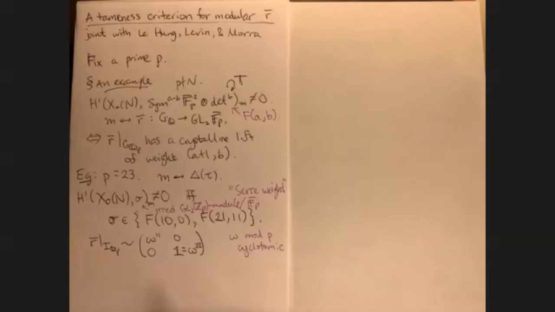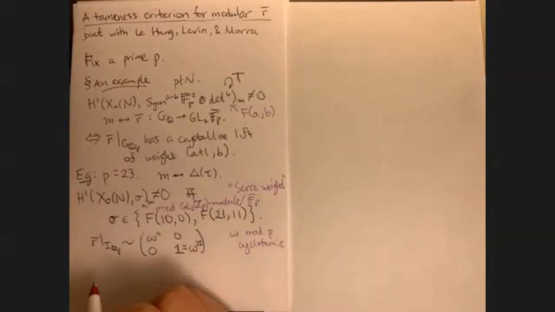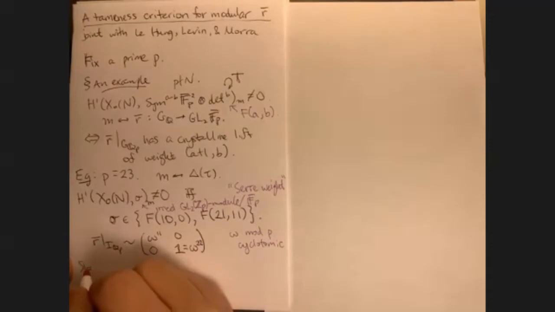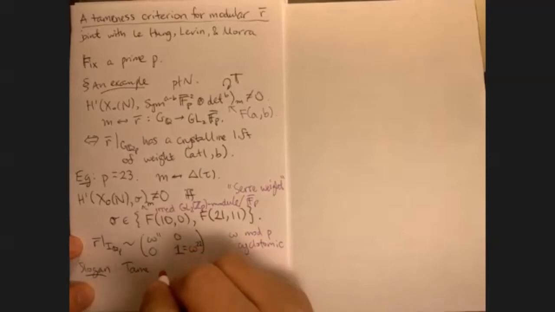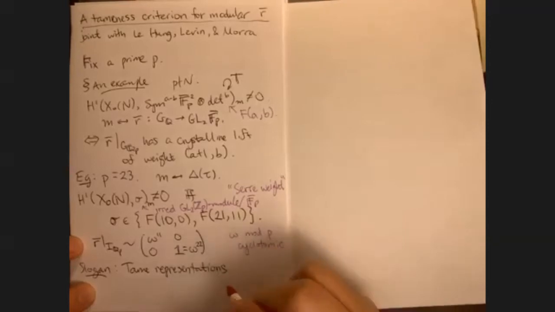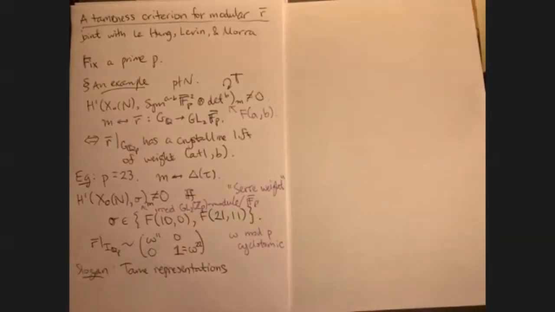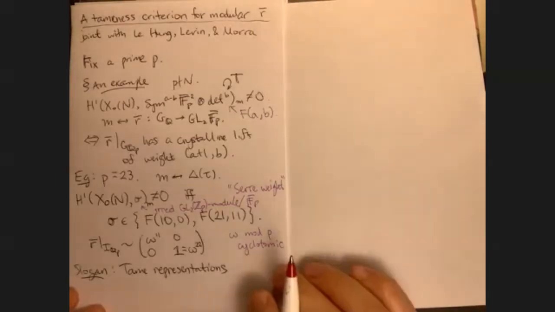And what's special is the fact that this extension splits. So the slogan that I want to enunciate is that tame representations, so this is a tame representation, and being tame is the same as the restriction to inertia being a direct sum of characters, or just the restriction to the decomposition group at P being semi-simple. So those are all equivalent.